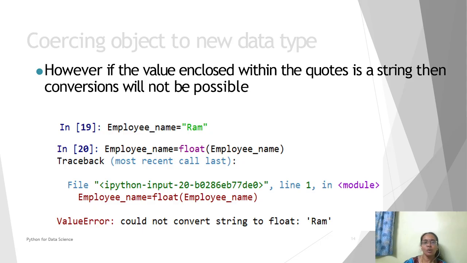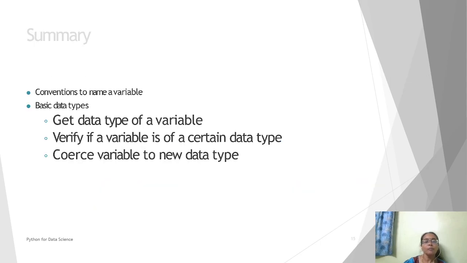Okay, the next one is how we are representing the string. For example, if I mention "ram" in double quotes, it means I cannot convert it into a float, because a single value or a number can be converted, but the string cannot be converted from float or integer or any data type. Okay, so this is the basic data type.